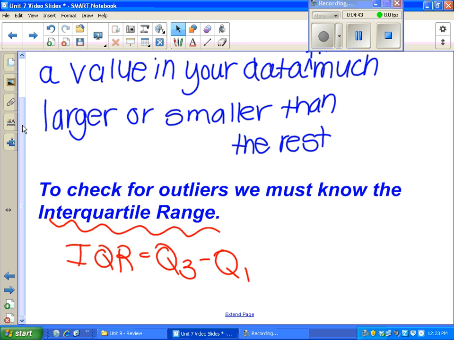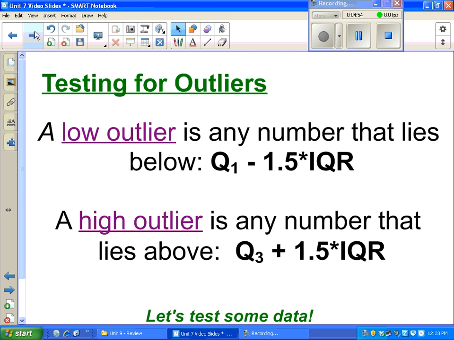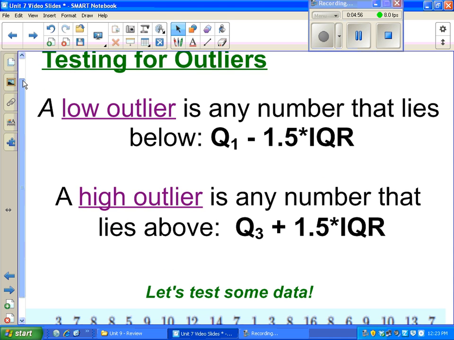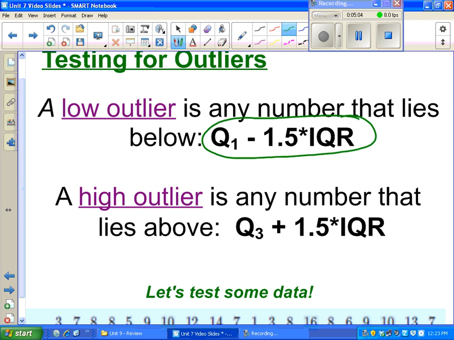Now, you can check for outliers. There's a formula you can use to check for outliers. And to do that, you first of all have to know your interquartile range, which is your IQR, Q3 minus Q1. And then there's the actual test. There's two different versions of the test. There's one way where you test to see if there's any low outliers, any numbers much below the data. And remember, that's Q1 minus 1.5 times the IQR.